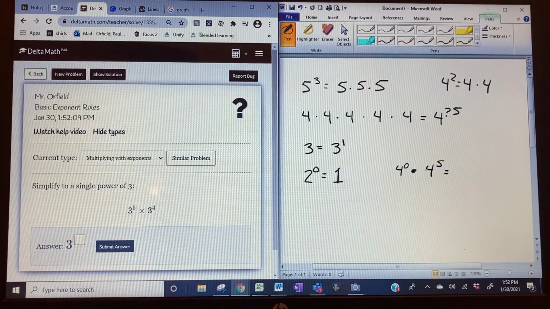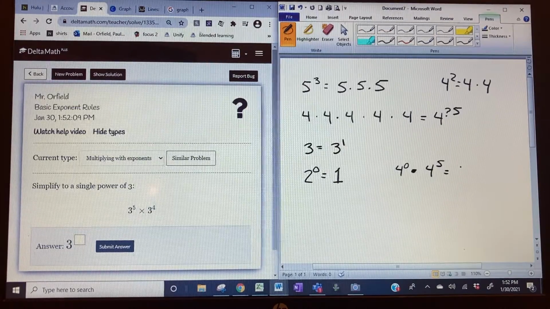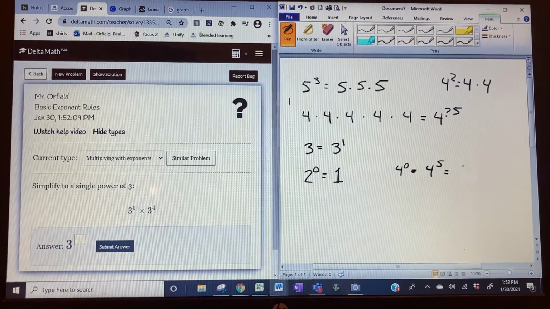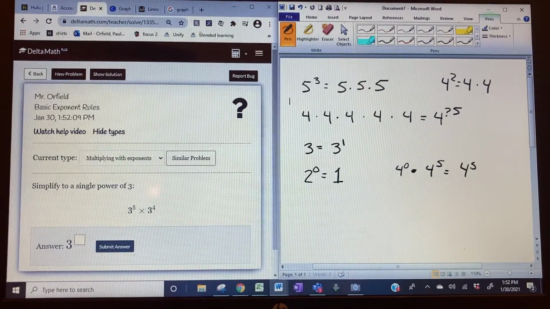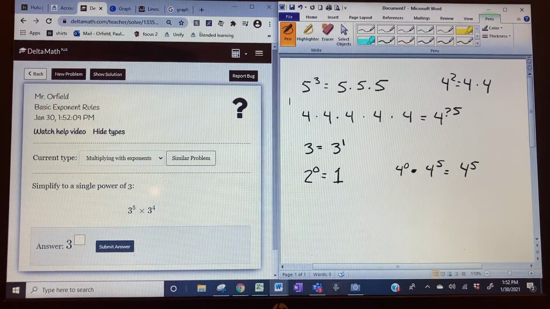So it's the same rule. The bases are the same. Bases are both 4. My exponents are 0 and 5, so I add those together. Well, I guess I've got to choose my pen again. I get 4 to the 5th power, because 0 plus 5 is 5.